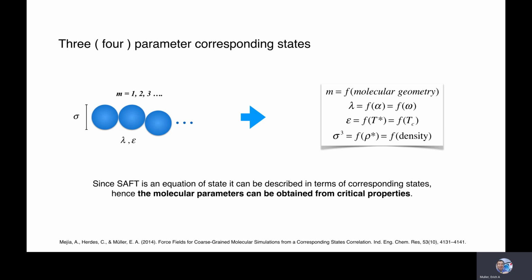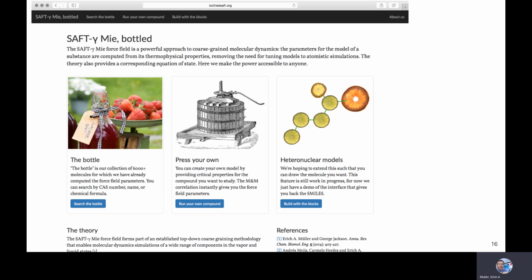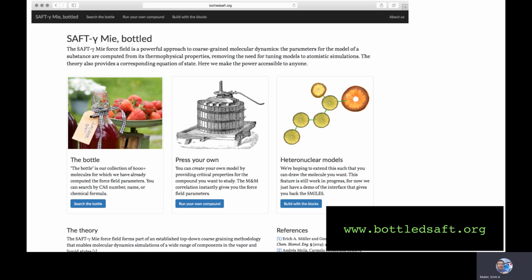Epsilon is very nicely correlated with the critical temperature, and sigma, of course, is very nicely related to the density of the molecule. And if we can do that, then with a very small number of properties, the acentric factor, critical temperature, and one single density point, we can obtain all the parameters for the molecules. And we have done that for a large number of molecules and collected this in a web page called Bottled SAFT. There's a joke associated here, because SAFT in Nordic languages means juice, which is where the name comes from.